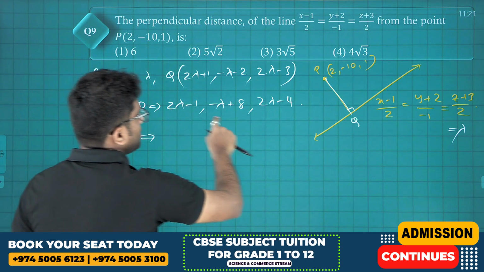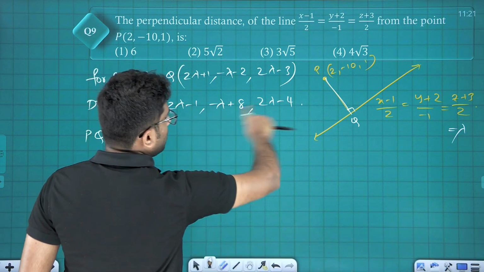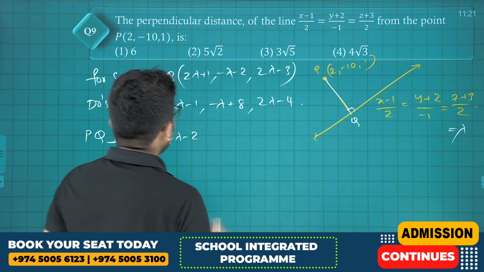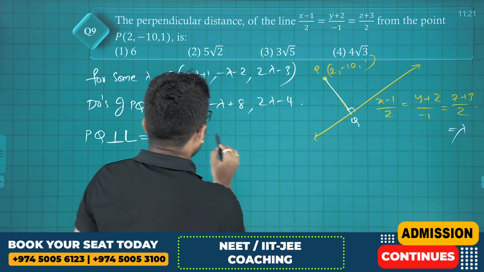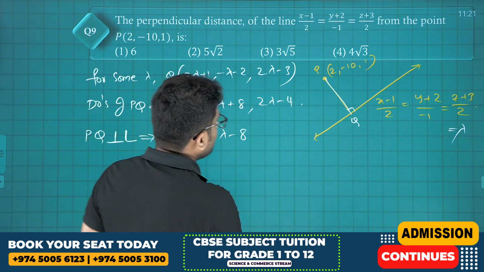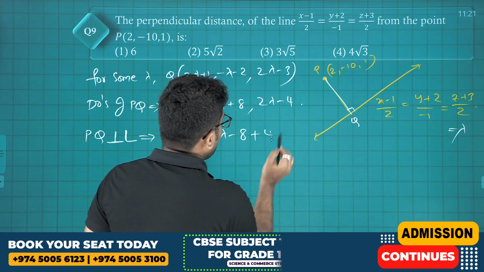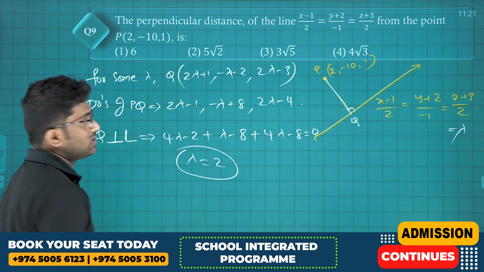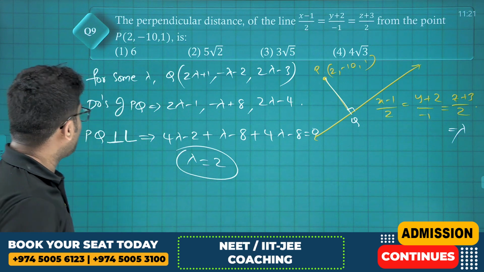So (2λ − 1) into 2, that is 4λ − 2, minus (λ + 8) into (−1), that is λ − 8, 2λ, 4λ − 8 is equal to 0. Clearly from here also λ is equal to 2. So λ equals 2.